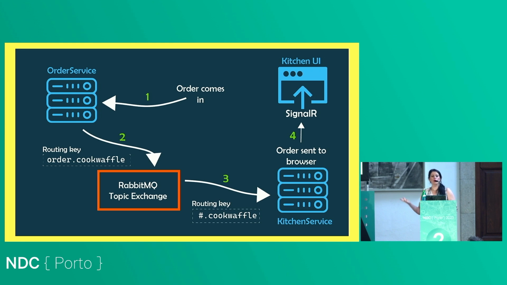So if you think about the order coming in, that's going to be HTTP. And then the order service is going to publish a message, because it's the producer, to our RabbitMQ topic exchange. And then our kitchen service is listening for those messages to be published. So we've got these routing keys. You can have wildcards in those as well. So you can have lots of different services listening for the same routing key or a variation on the routing key or just part of it. And then the order will send it to the browser via the kitchen UI.